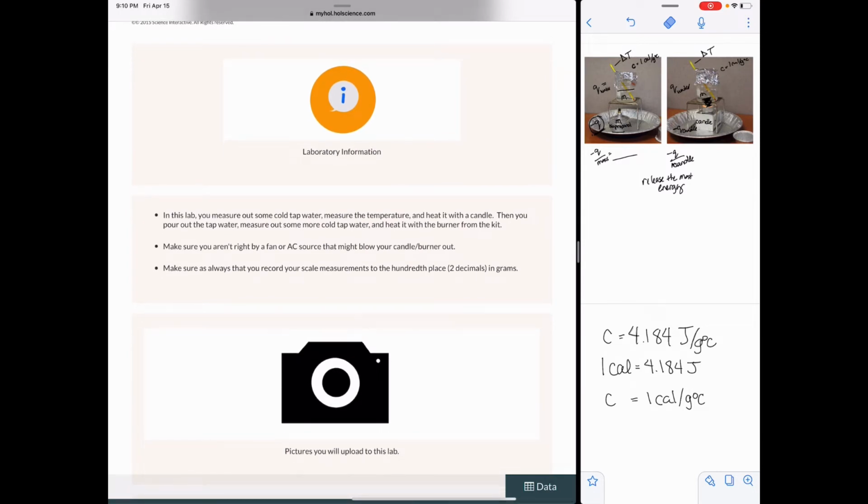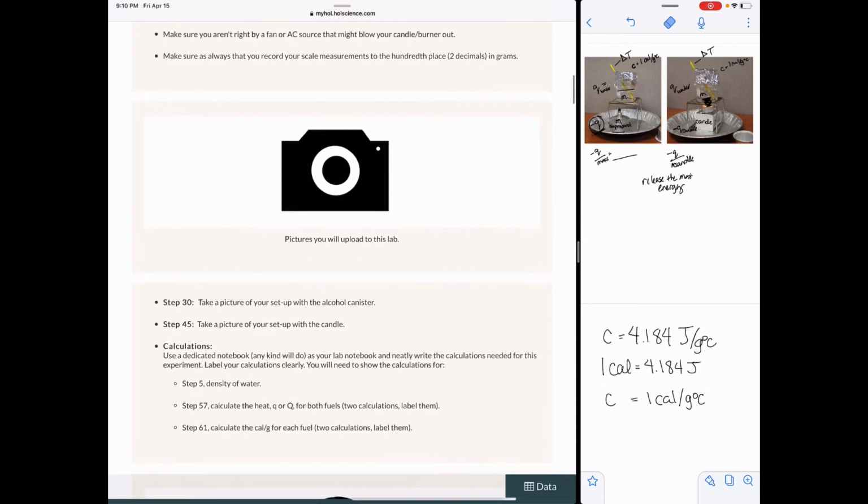This first statement is actually about to be fixed. You're not measuring out cold tap water. You're using distilled water. First, you're going to heat it with isopropanol, and then you'll get a fresh sample of the distilled water, and you'll heat that with the candle. So that statement's kind of slightly off.